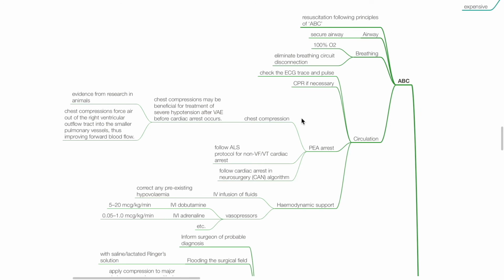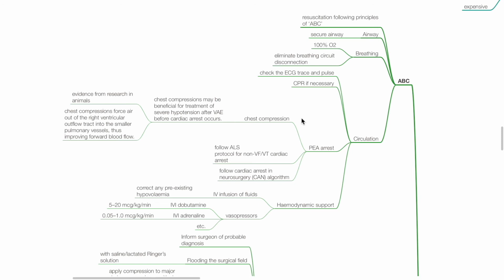In pre-arrest, chest compressions may be beneficial for treatment of severe hypotension after VAE before cardiac arrest occurs, from evidence of research in animals, as chest compressions force air out of the right ventricular outflow tract into the smaller pulmonary vessels, improving forward blood flow. Follow ALS protocols for non-VF or VT cardiac arrest and cardiac arrest in neurosurgery algorithm.